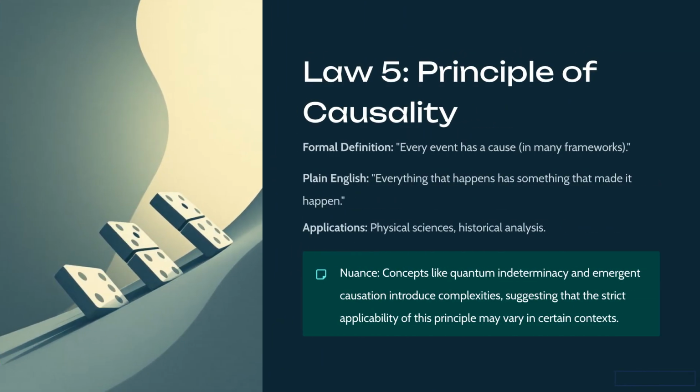Law 5 is the principle of causality. Every event has a cause. Everything that happens has something that made it happen. This is critical in physical sciences, but concepts like quantum indeterminacy introduce complexities.